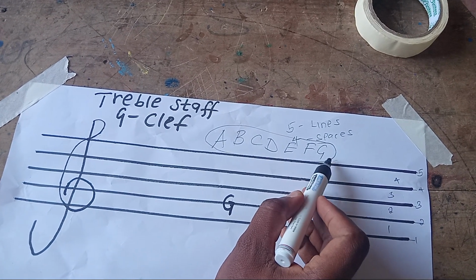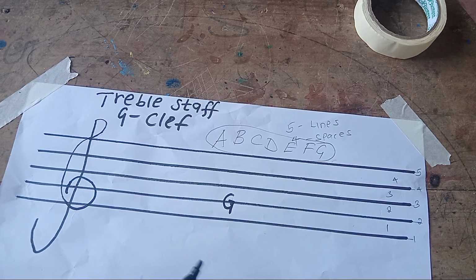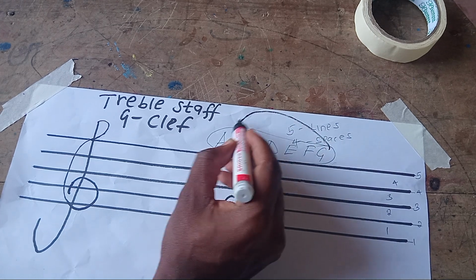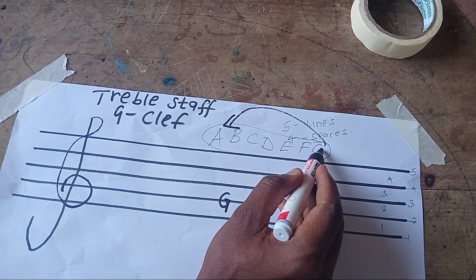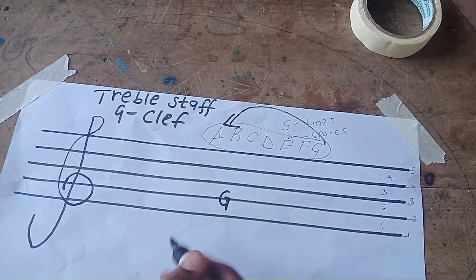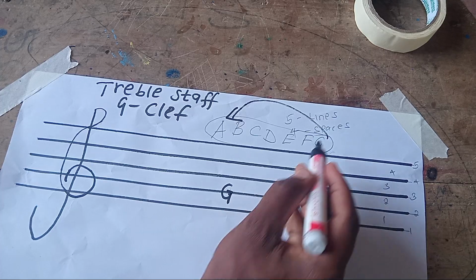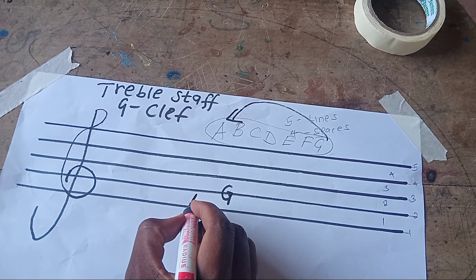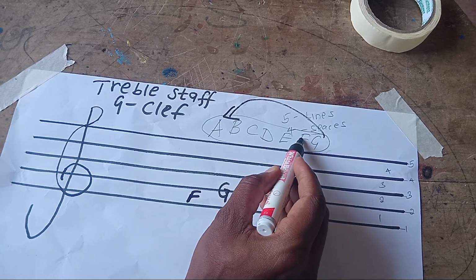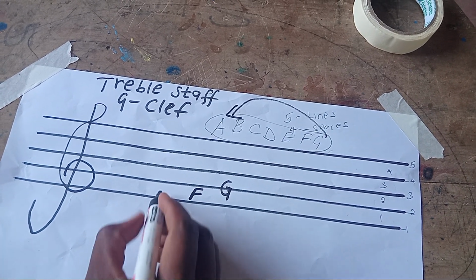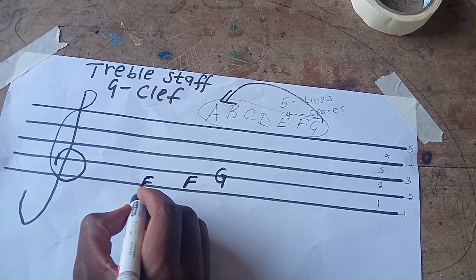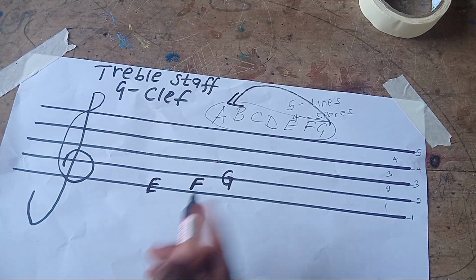Beyond G, look at G. After G, we don't have any letter. So what does that mean? We start again. When you reach G, you start again A, B, C, D. You don't go to H. Let's start. Behind G, we have F. So this space, we can call it F. Behind F, we have E. So this line next to it is line E. Remember, you name each line and each space.